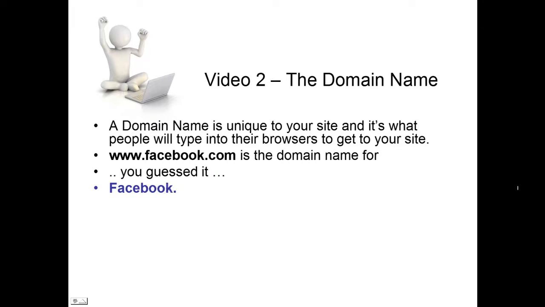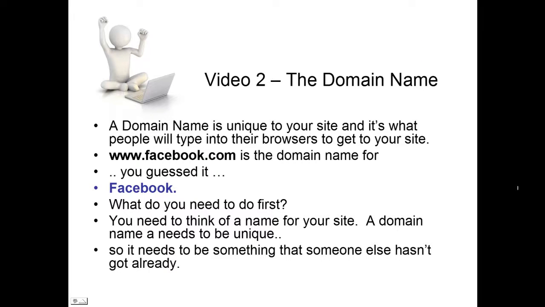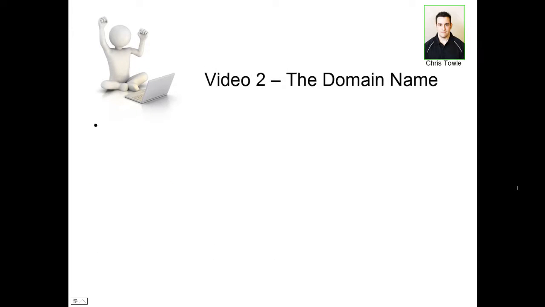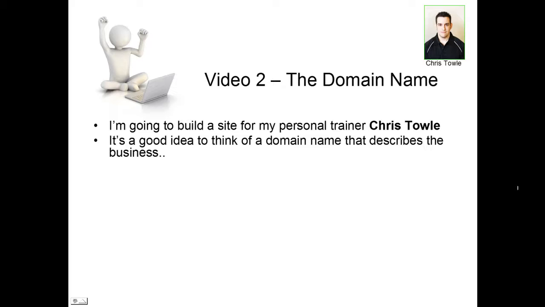So firstly, we will need to think of a name for your site. A domain name needs to be unique, so it needs to be something that somebody else hasn't got already. For this video course, I'm going to build a site for a very good friend of mine, Chris Towell. Chris is a personal trainer, so with that in mind, it would be a good idea to think of a name that will tell somebody what Chris's business is.